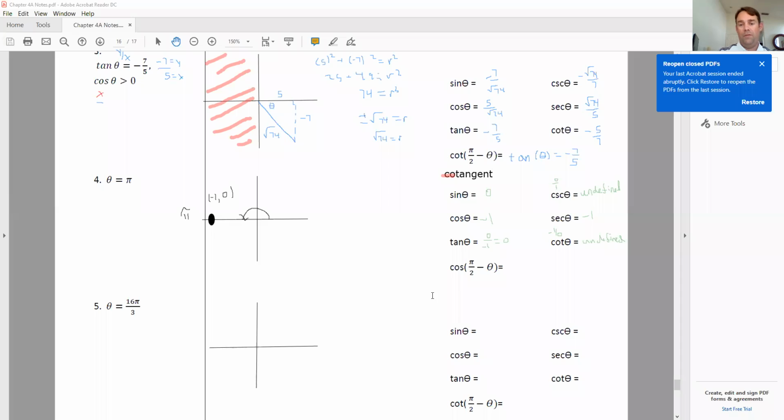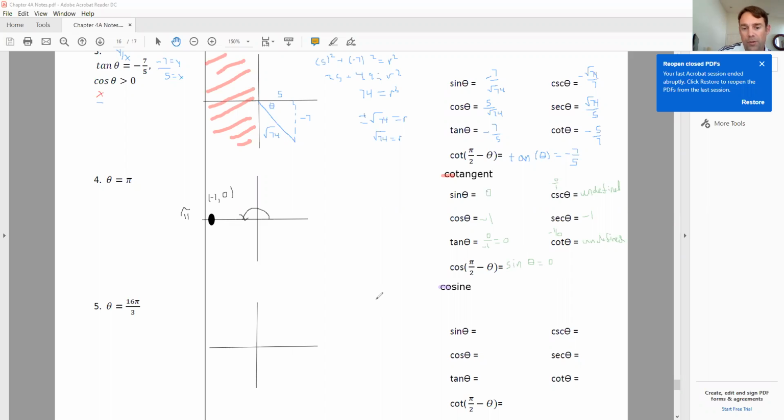And then we have ourselves a cofunction again, cosine. So if we cancel out the co part there, we would have been left with sine. So this is dealing with sine. And sine was 0.